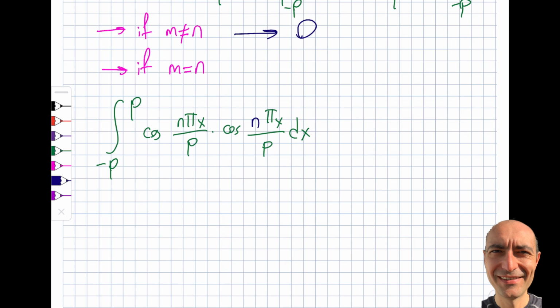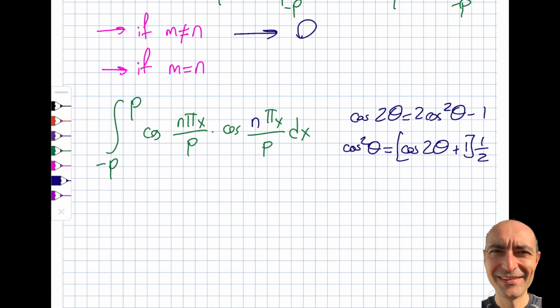So I'm gonna use a trigonometric identity. As this is a cosine square, I'm gonna use cosine of 2 theta is equal to 2 times cosine square theta minus 1. So from here I get myself cosine square theta will be equal to cosine 2 theta plus 1, but then I have to multiply this whole thing by 1/2. Okay, sorry, I had to write it at the end.